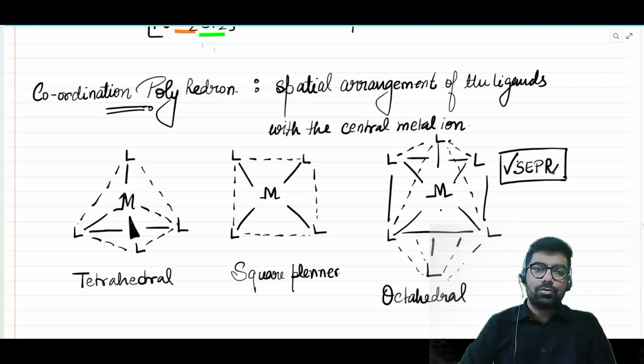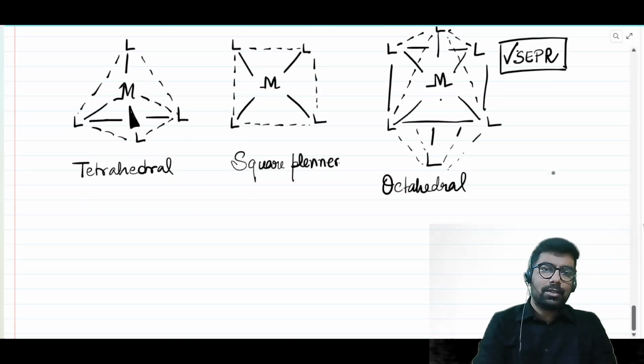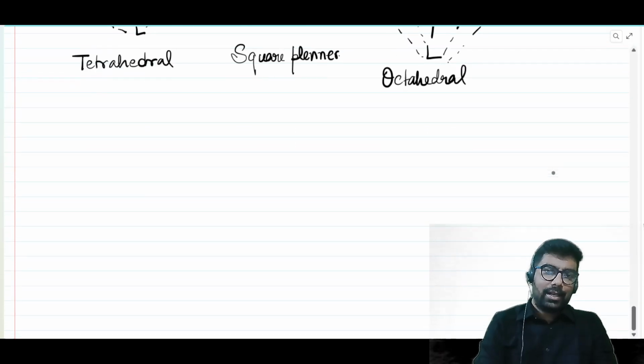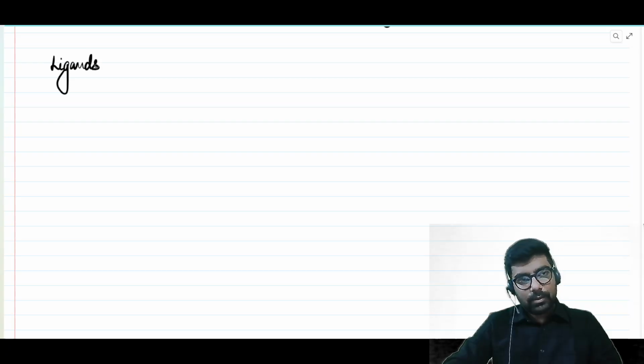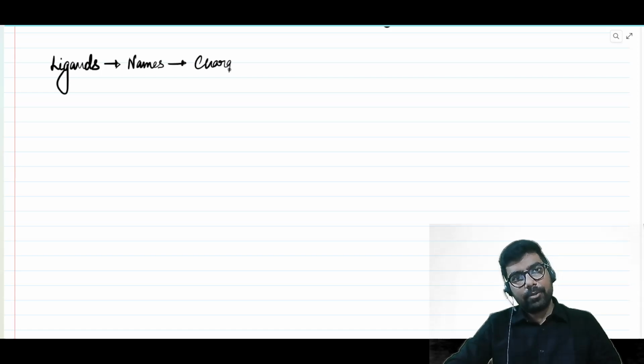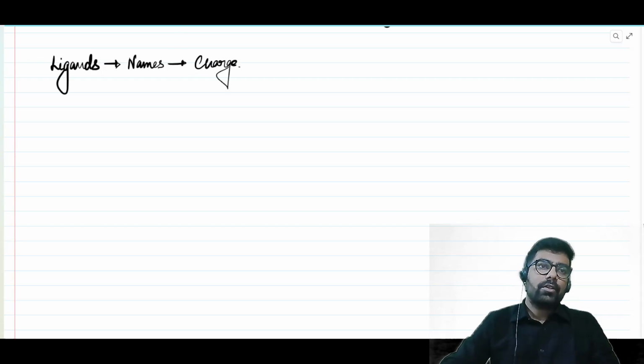Now we move on to the most crucial part of today's lecture, that is the ligands, their names, and their charge. Very important, because this is the base for your nomenclature. If you know this one, nomenclature will be just a cakewalk for you. It will be a 2 second job.